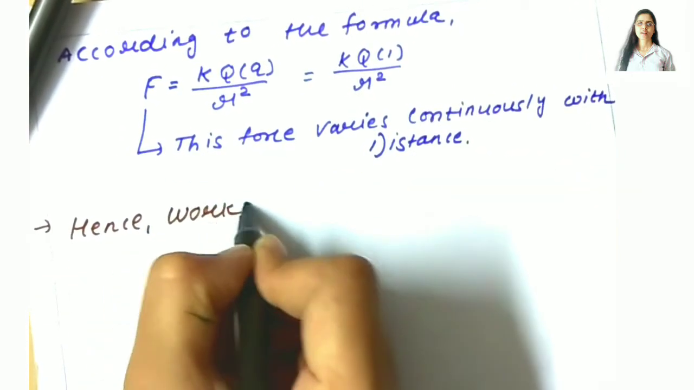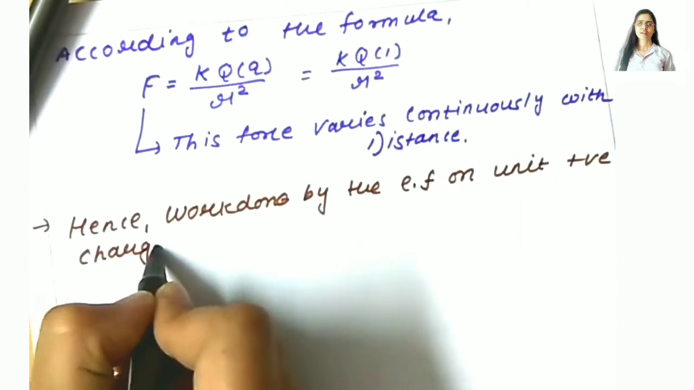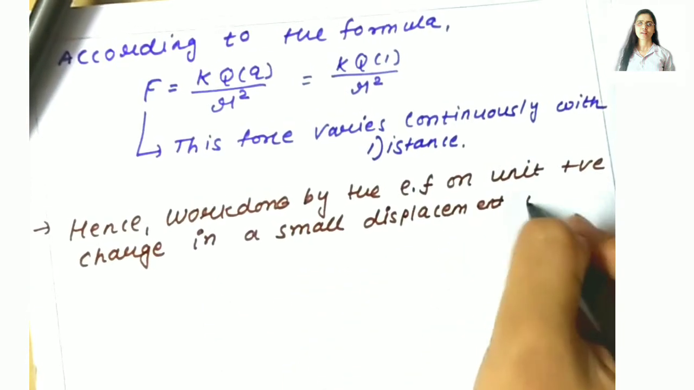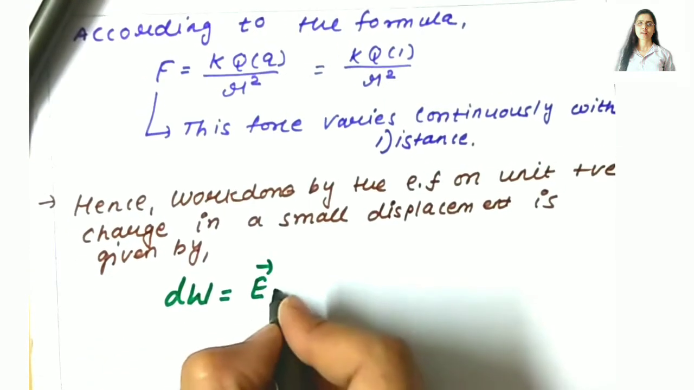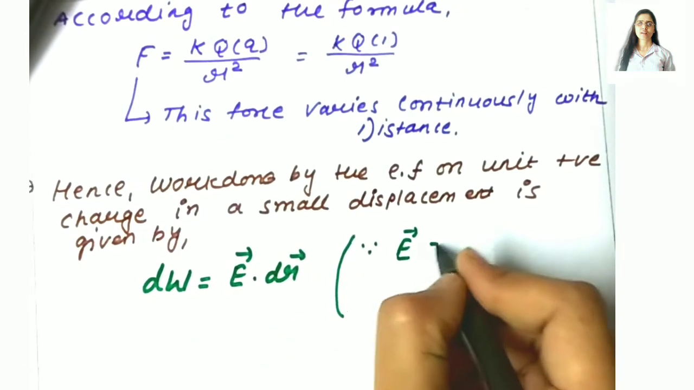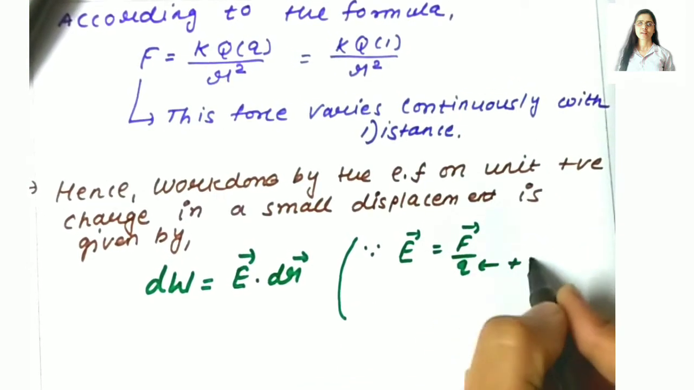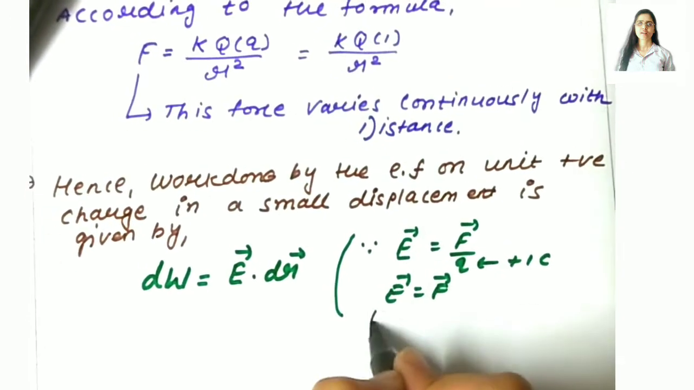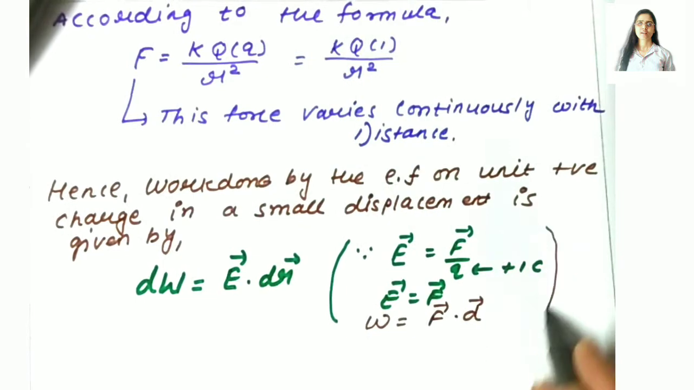Now we want to find out work done. So the work done by the electric field on a unit positive charge in a small displacement is given by dW equal to vector E dot d vector R. As we know that vector E equals to vector F upon charge. Now we put q equals to plus 1 coulomb and therefore E equals to vector F. According to the formula of work, W equals to vector F into vector d.